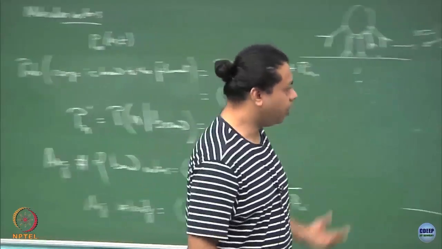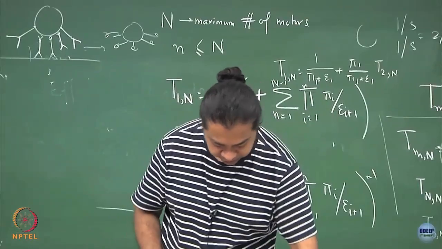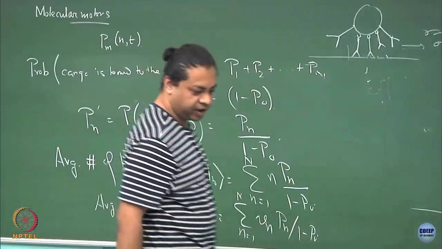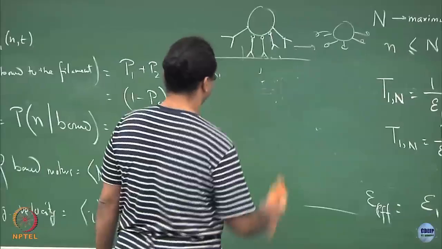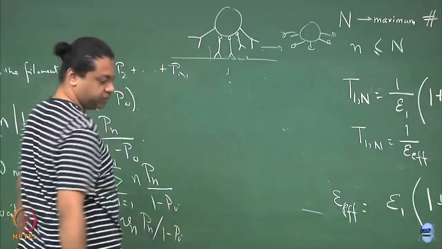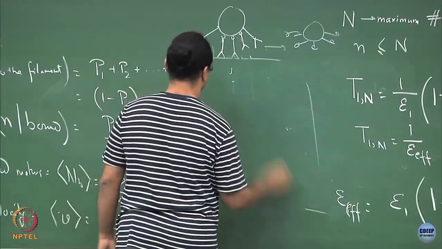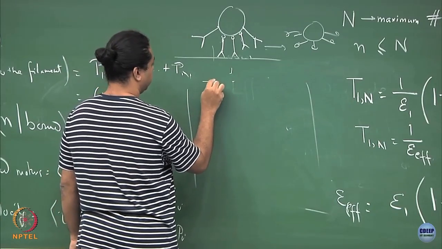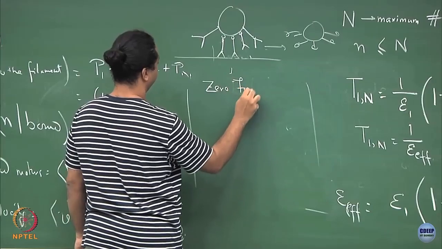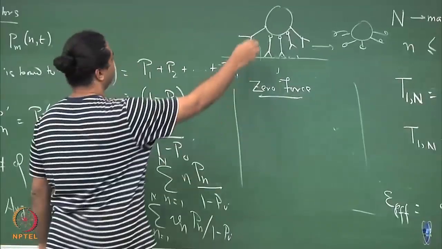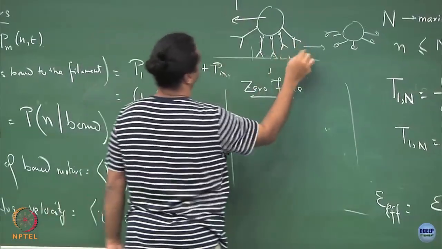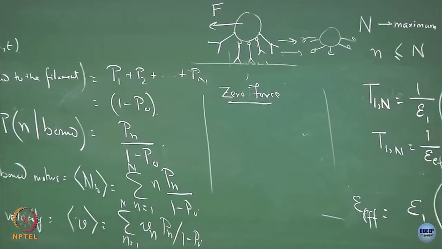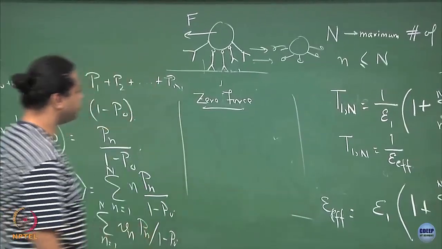So, now if you wanted to actually see what all of this means, you need to put in forms of these epsilons and pi's and so on. And there we use phenomenological estimates of what these rates look like. So, let me write here. Let me first do the case when there is zero force. Remember you could also pull on this cargo, let us say this is a kinesin motor which wants to go this way, you could pull on it with an opposing load and that will change these rates. But let's first say what it will be for the zero force case.